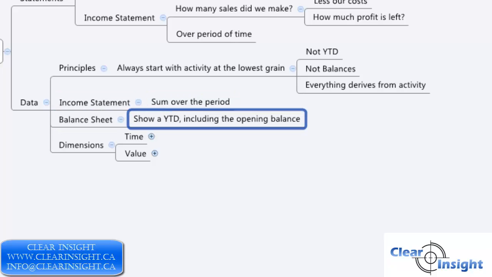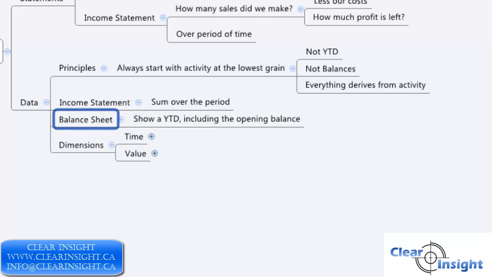For the balance sheet, how would we do it? Well, we really want to be able to show year to date, including the opening balance. So when someone asks, how much cash do we have? They're not looking for how much cash has come and gone out of an account in this period. They want to know what the balance in our bank account is right now. So by nature, balance sheet accounts show balances, which from a data perspective is really just year to date with an opening balance.